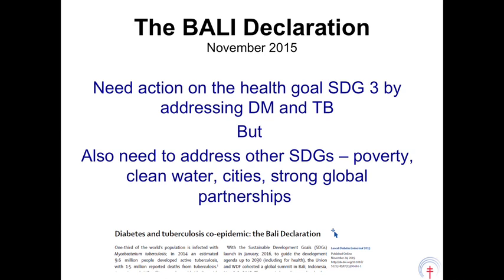We needed to strengthen the collaborative framework for care and control. We need now a much more robust research agenda. We need political commitment, advocacy, and so on. But also an understanding that to tackle these two diseases, we need to work under a much broader framework and address these other SDGs that focus, for example, on poverty, clean water, cities, and we need strong global partnerships. And maybe if we do address these, we'll begin to get a handle on communicable diseases and non-communicable diseases and their interaction. So thank you for your attention.